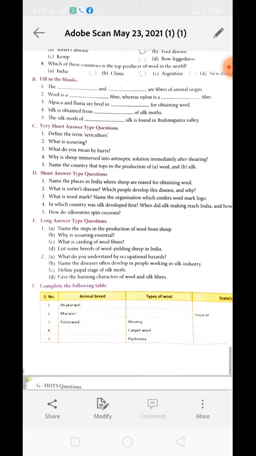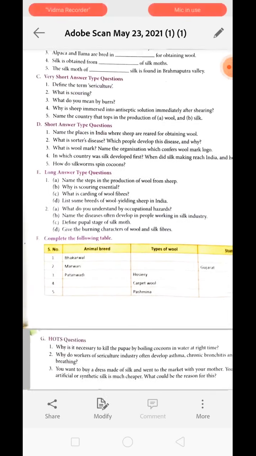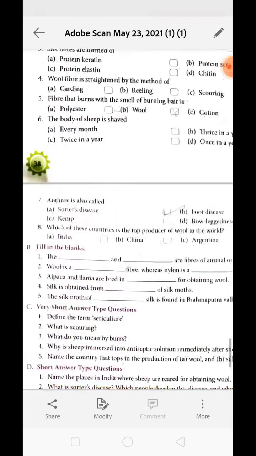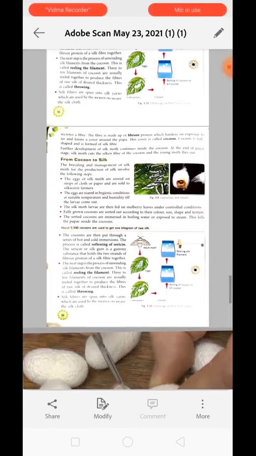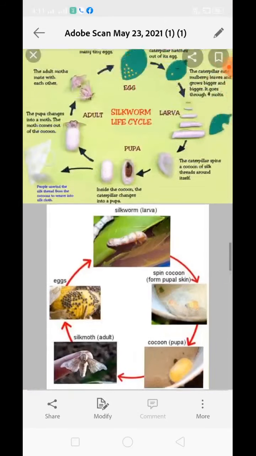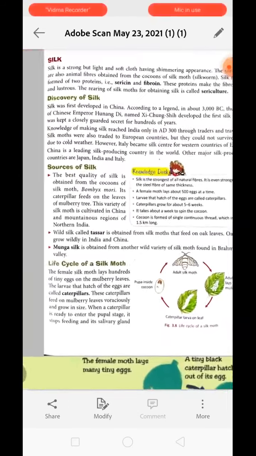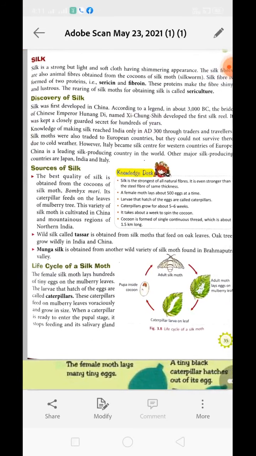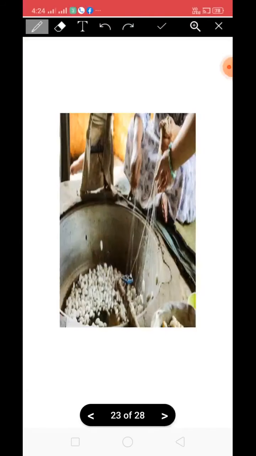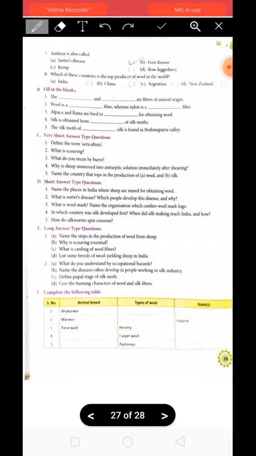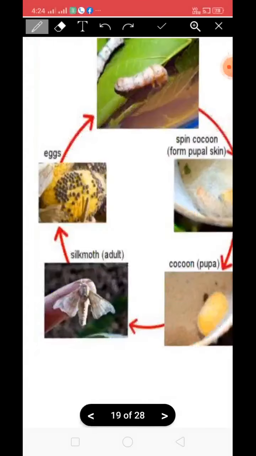Okay, now very short answer type of question. Define the term sericulture. Rearing of silk moth to get silk fiber is known as sericulture. It is written over here in the very first introductory part of this chapter. Okay, see over here, the rearing of silk moth for obtaining silk is called sericulture. Now next is the second question, that is, what is scouring? Now see over here, scouring.